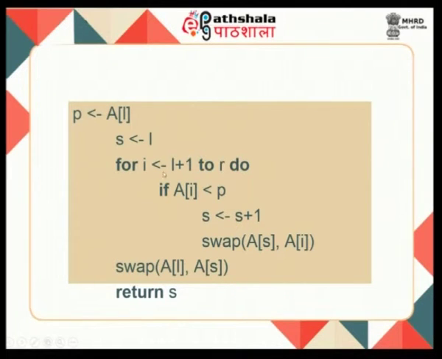Once you have the final exit of this loop, A of L is swapped with A of S and S is returned as the pivotal element. This kind of algorithm is what we are calling the Lomuto algorithm.